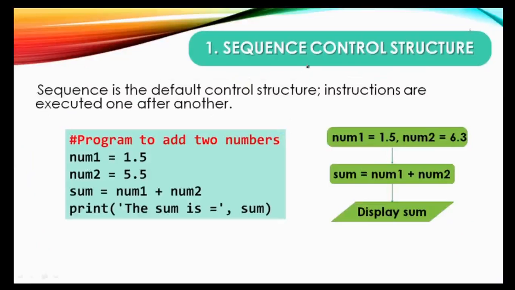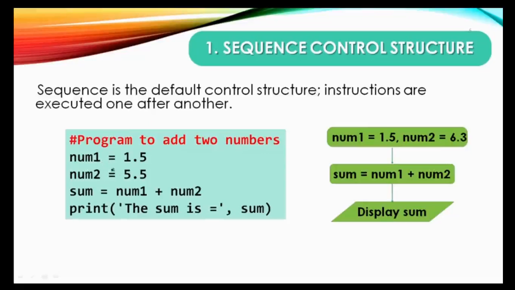First one, sequence control structure. It is the default control structure. Instructions are executed one after the other. For example, if there are 10 statements in a program, all those 10 statements will be executed one after another. No lines can be skipped from that program in a sequence program.